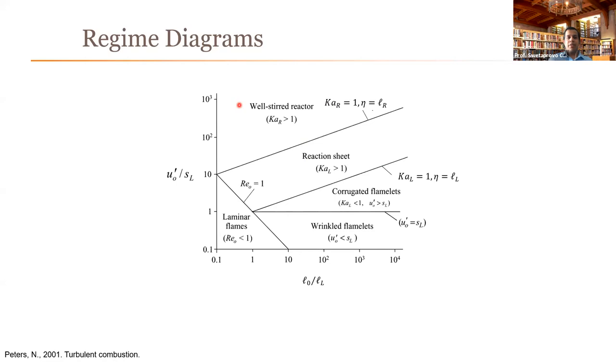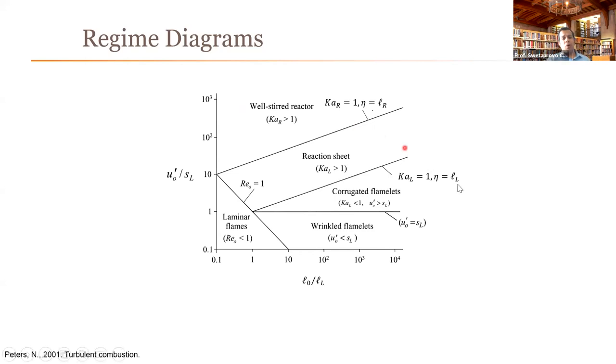Okay, so this is the regime diagram that has essentially been proposed by Borghi and Peters. There are other versions of it that have been proposed by Williams, which is based on the axes being your Reynolds number and Damköhler number also. And there are recent measurements that question some of the validity of these regime diagrams. But we'll go into that in due time when we talk about intensely turbulent flames.